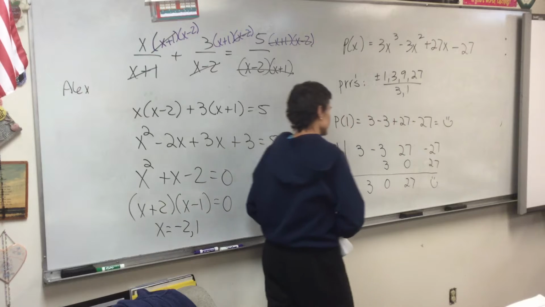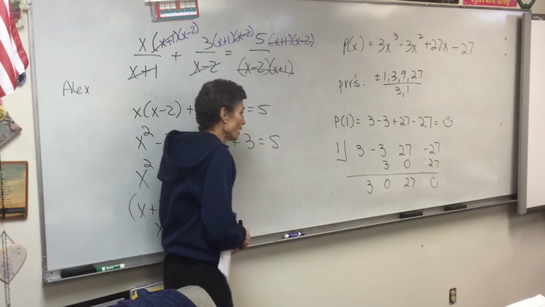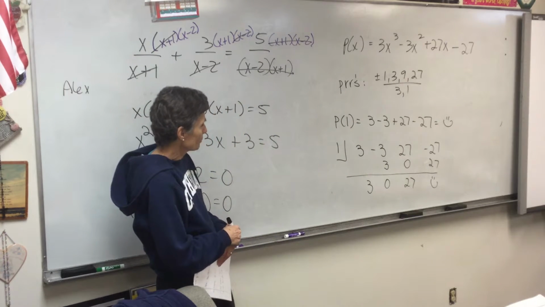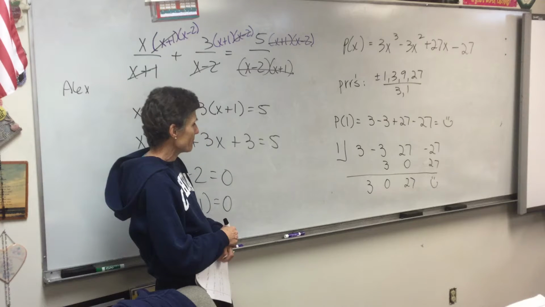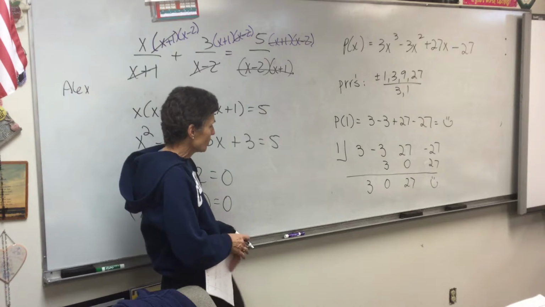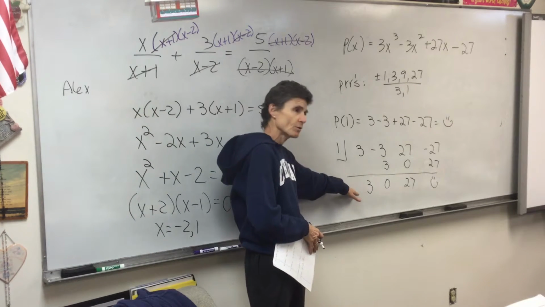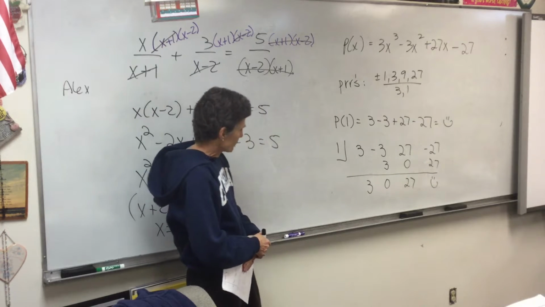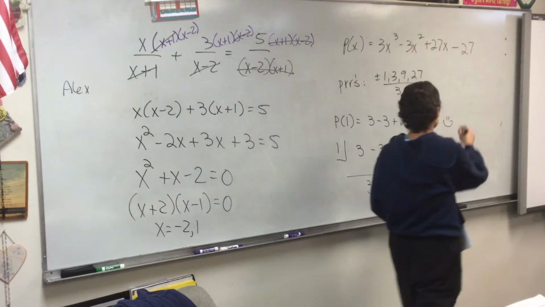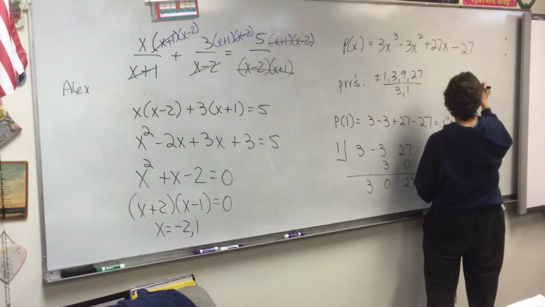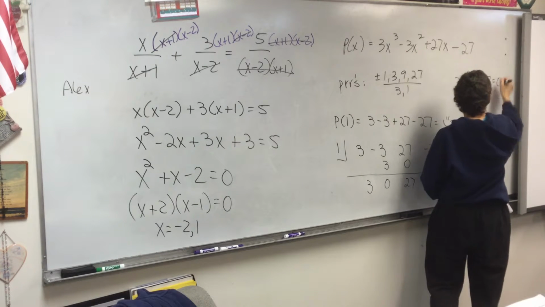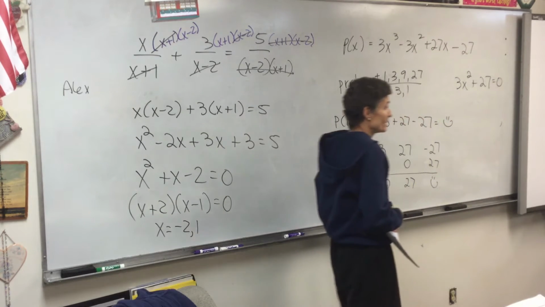Here we go. All right, so we knew that was going to happen. We knew we were going to get a 0 as our remainder. We're all good with that. What is this that's left over here? 3x squared plus 27.